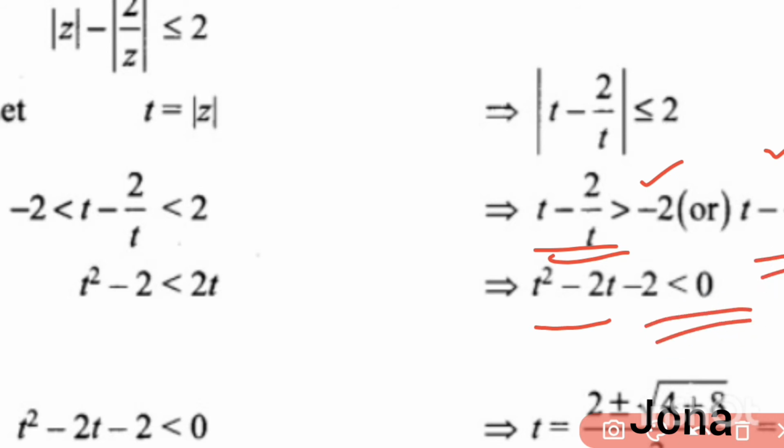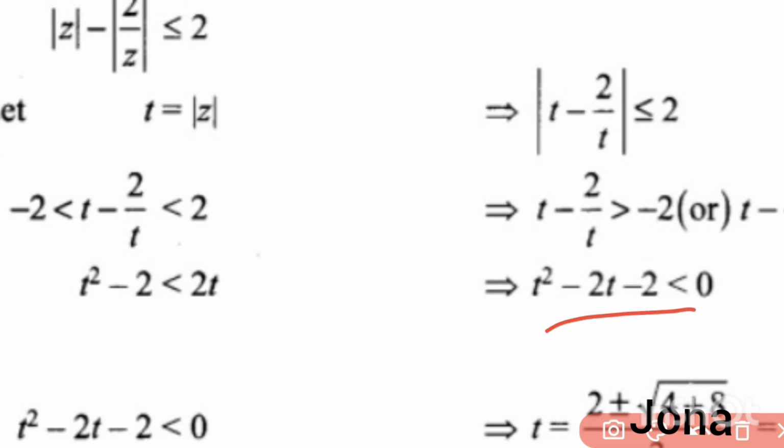Even if you take this, we can have t square minus 2t, t square minus 2, and cross multiply this t to the other side, it will be 2t. Take this 2t to the left hand side, it will become minus 2t. So that we can have t square minus 2t minus 2 less than 0. First, we want to write this one, t minus 2 by t greater than minus 2. From this I can write t minus 2 by t less than 2. Here this is the negative one and here this is the positive one.